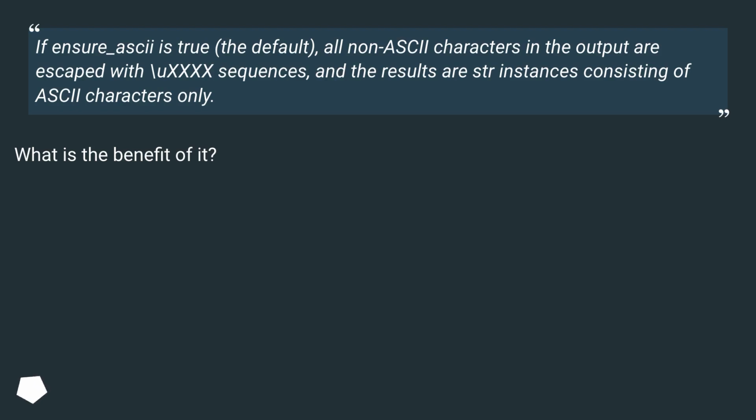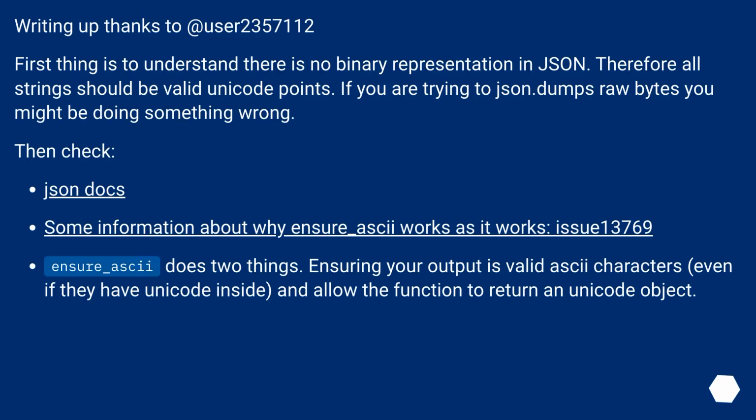What is the benefit of it? Writing up thanks to that user 2357112. First thing is to understand there is no binary representation in JSON. Therefore, all strings should be valid Unicode points. If you are trying to json.dumps raw bytes, you might be doing something wrong. Then check JSON docs, some information about why ensure_ascii works as it works, issue 13769.